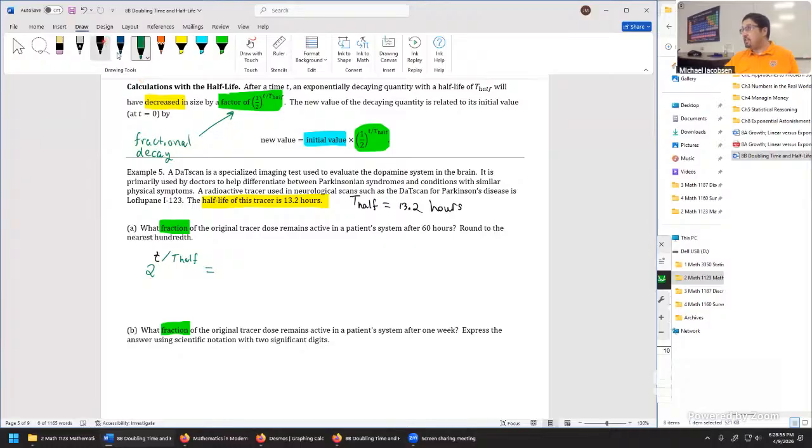So the value for t is provided here. The time is going to be 60 hours. We always want to double check units. The half-life is in hours, so that's compatible. We can just drop in the information here. This is 2 to the power of 60 hours have gone by. The half-life is 13.2 hours.